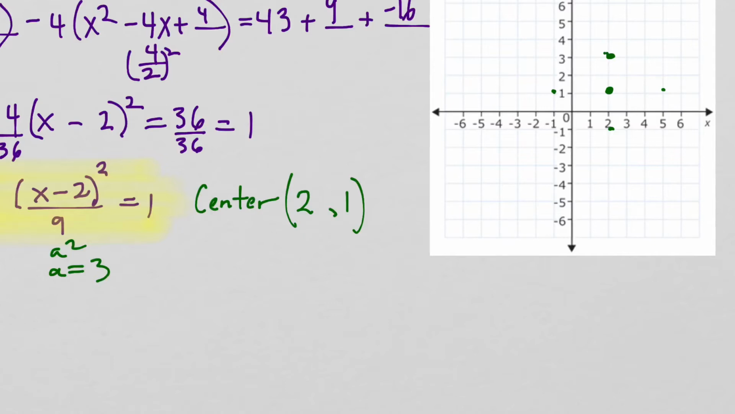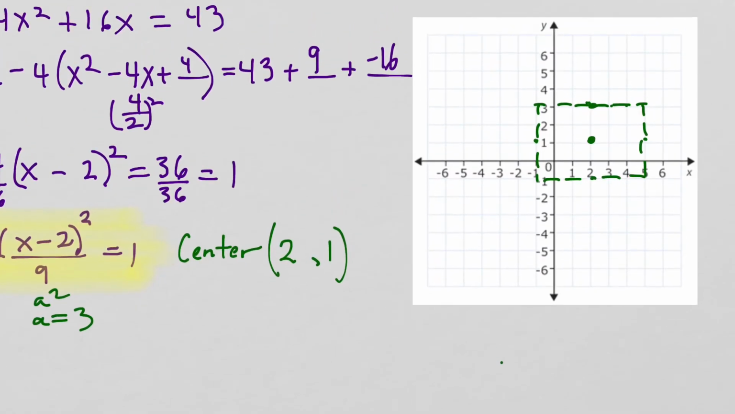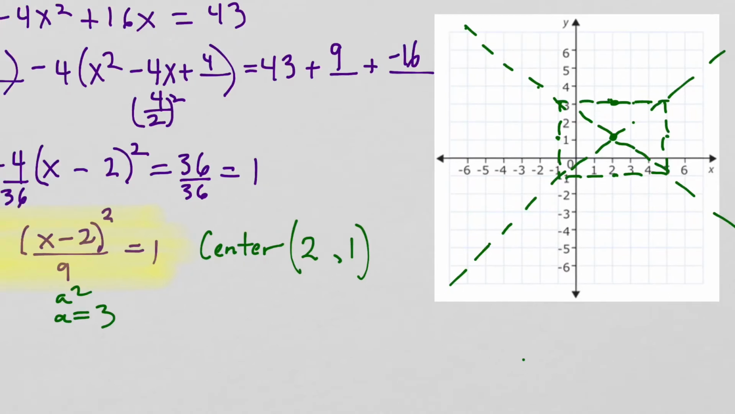And then what I do with that is I draw a rectangle with these dimensions using dotted lines. So there's my rectangle. And then what I do after that is I draw the asymptotes, which extend from the center through the corners. So those are my asymptotes. All right, so from there, I can sketch in the branches of my hyperbola.